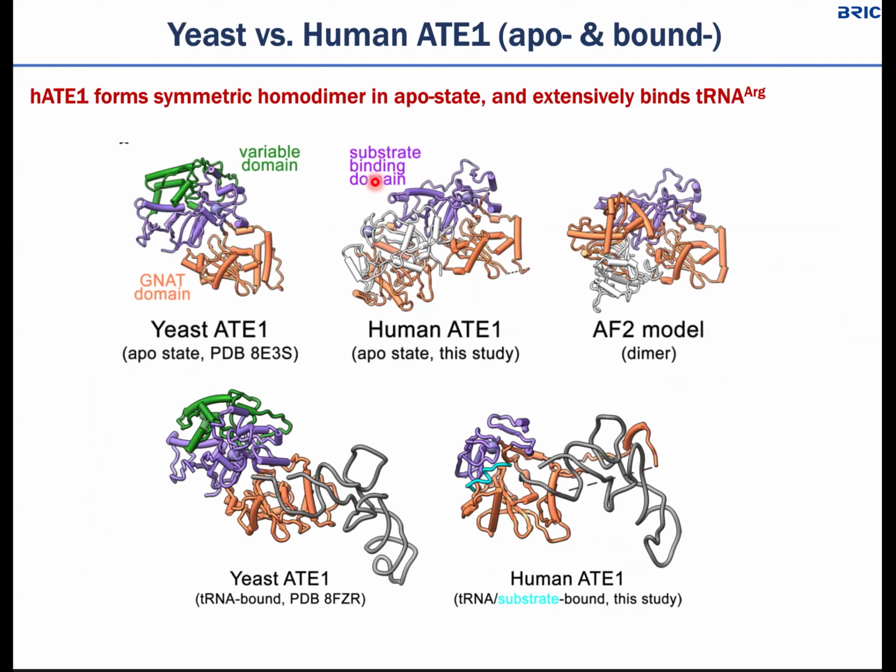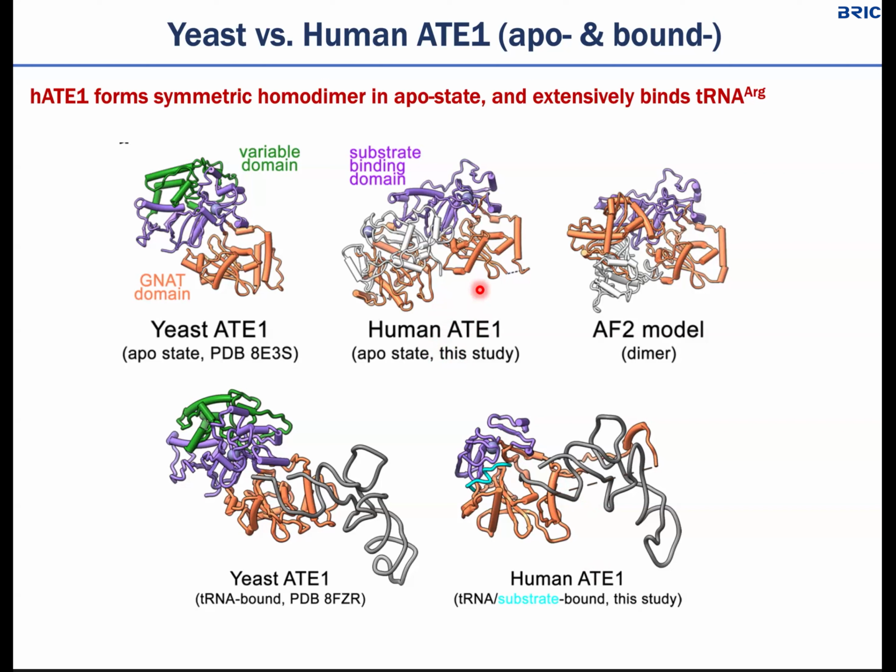So, to summarize, in this study, we unveil the 3D structures of human AT1 with and without a tRNA cofactor and a peptidic substrate. And importantly, human AT1 forms a symmetric homodimer in its apo state. And compared with its yeast counterpart, human AT1 lacks the variable domain, which packs onto the substrate binding domain, which likely contributes to the increased stability in the case of yeast AT1.